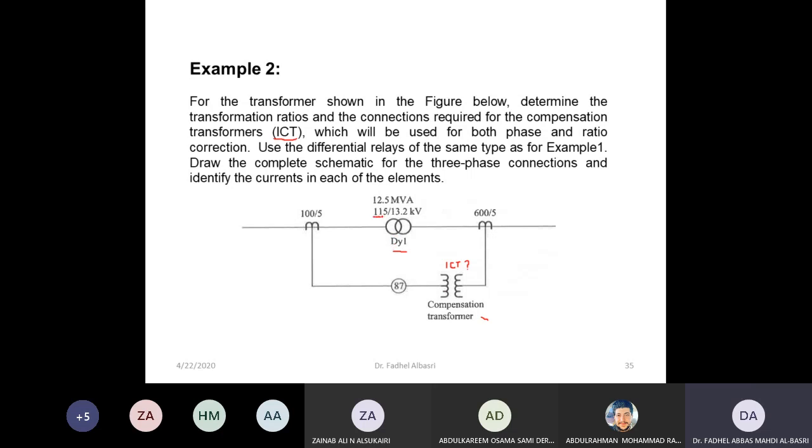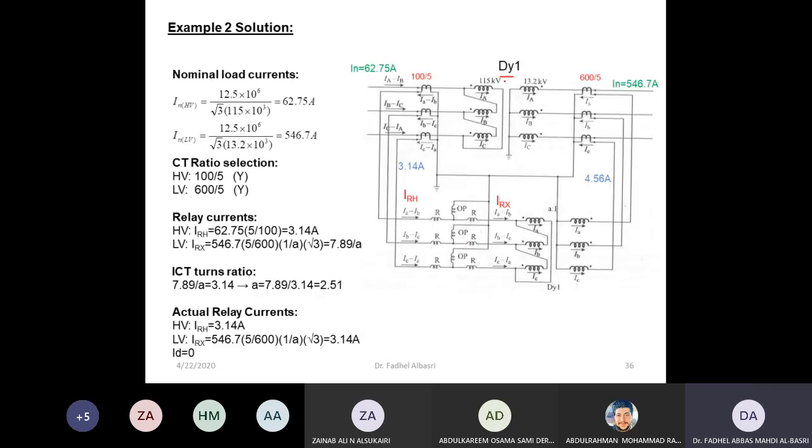Where is the HV side? It's 115. So this is delta. And LV, small letter y, means it's connected as a star. LV is this LV. So this is a star. Okay. Now I connect it as delta star, and delta gives me 1, which means if I have, this is IA, IB, and IC. Okay, just practice this.